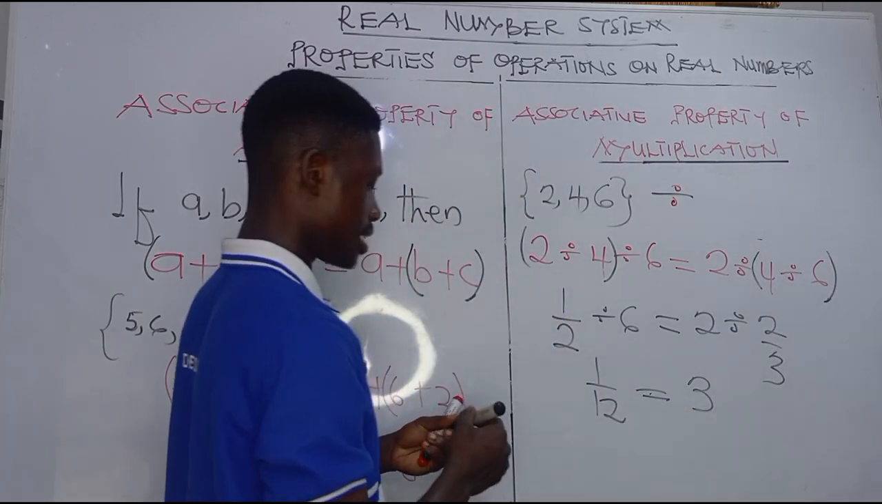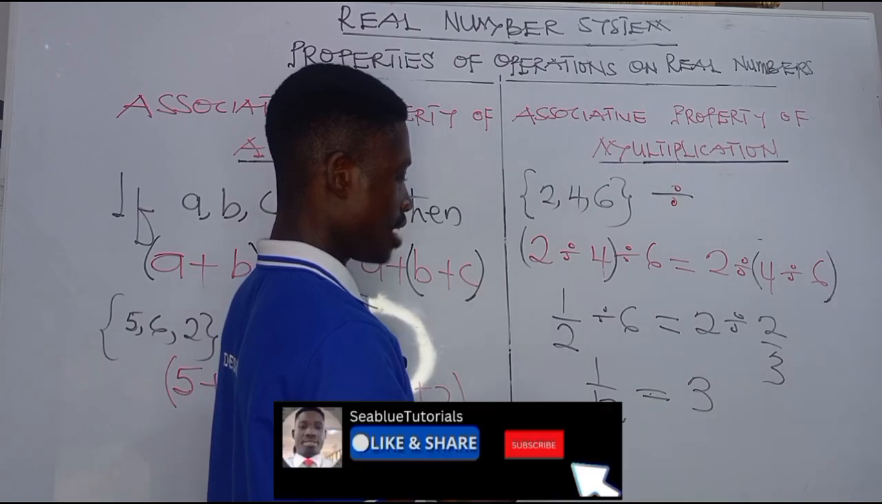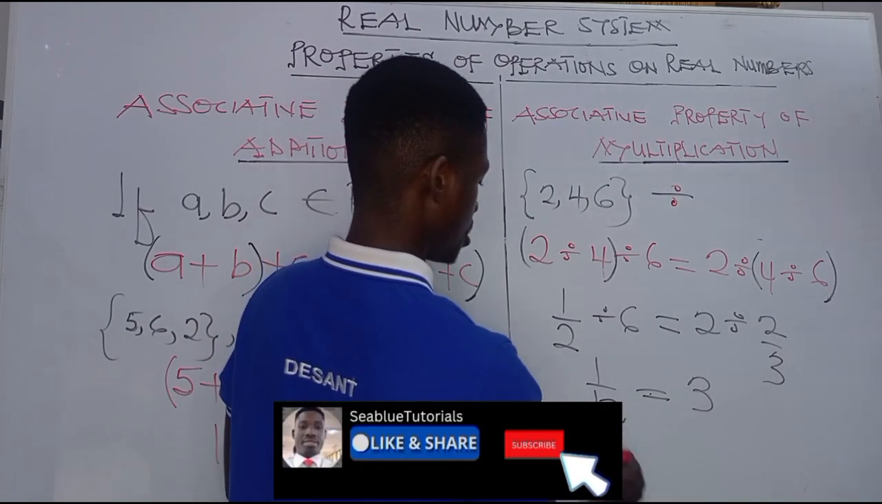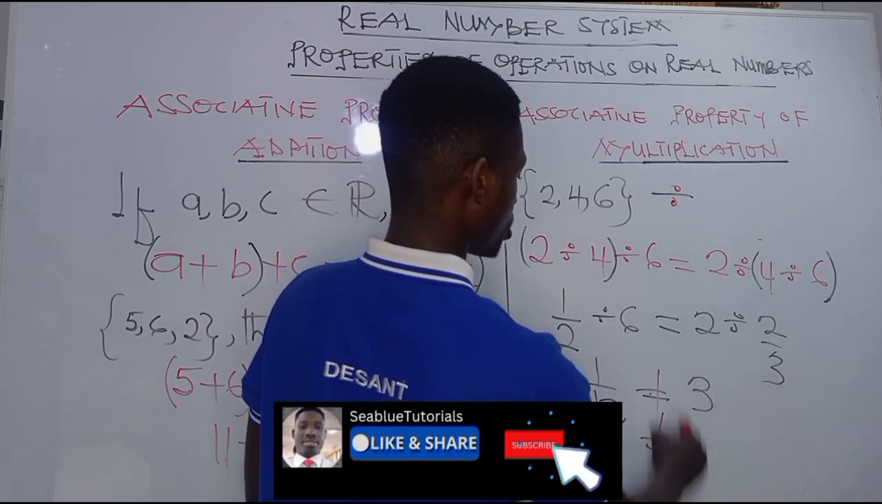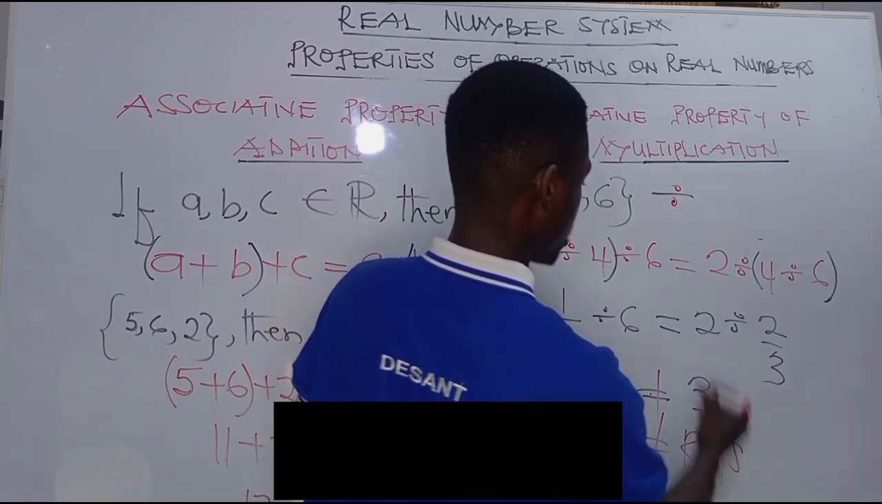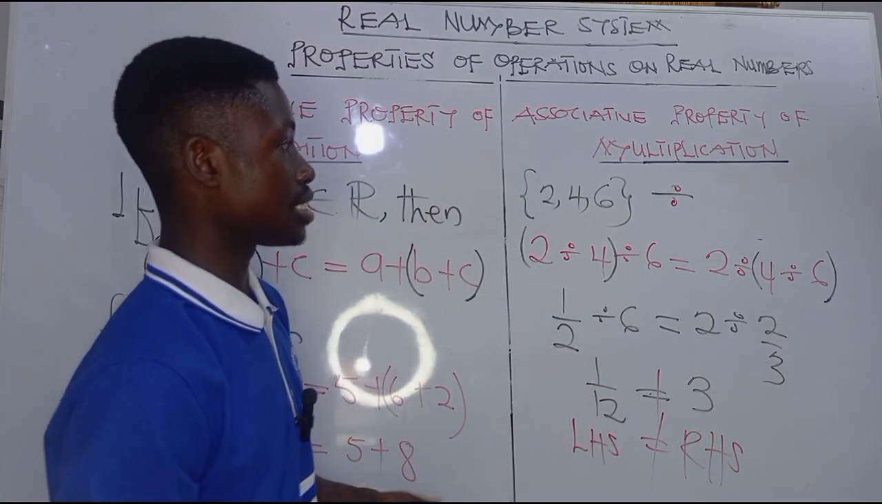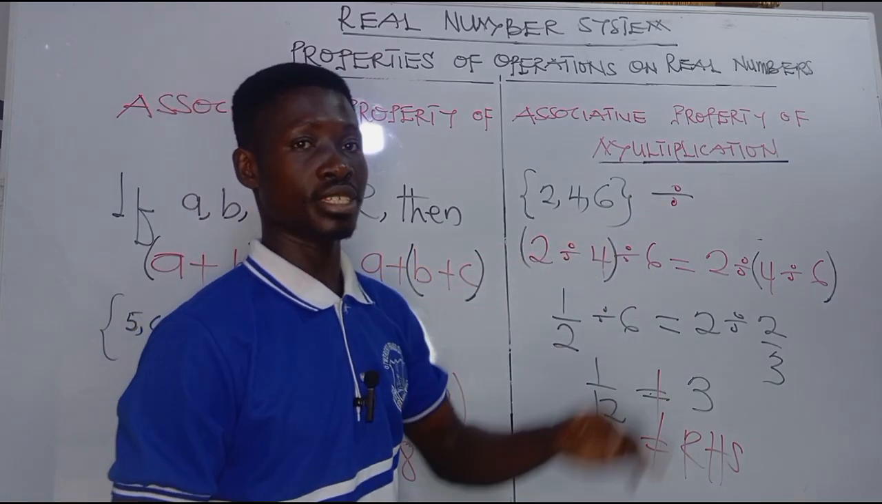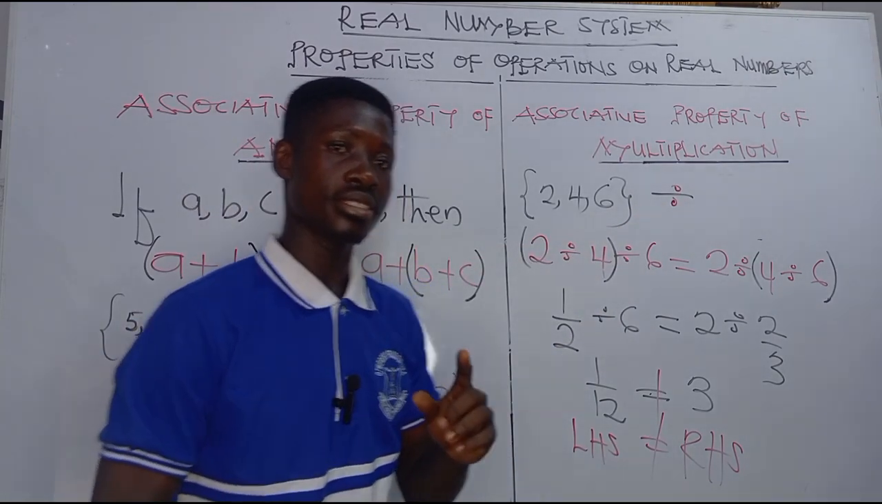So realize that the left hand side is not equal to the right hand side. So the associative property does not hold for division and subtraction. So that is that.